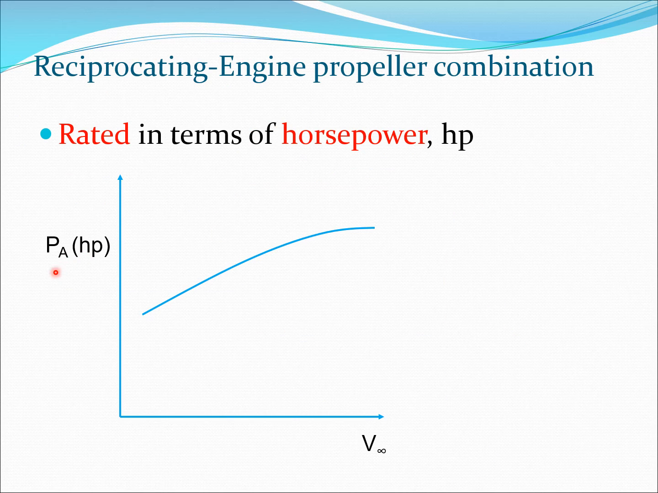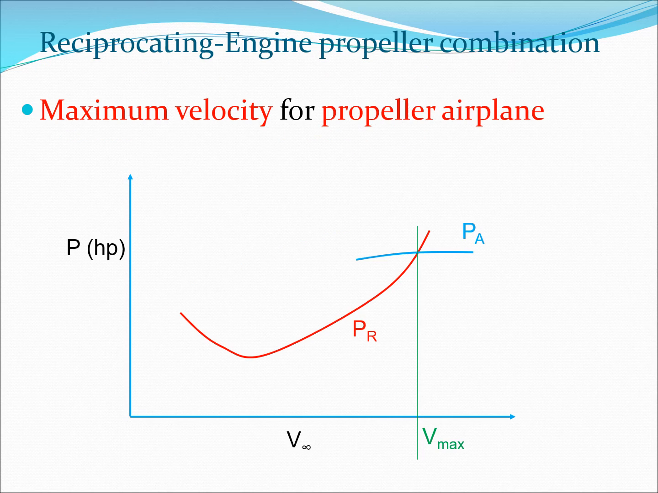The curve which we often get for the available power in terms of velocity is given by this blue line here. This is typically rated in terms of horsepower, and there is an increase in this power as the velocity goes up. This is very typical for the propeller type of aircraft.